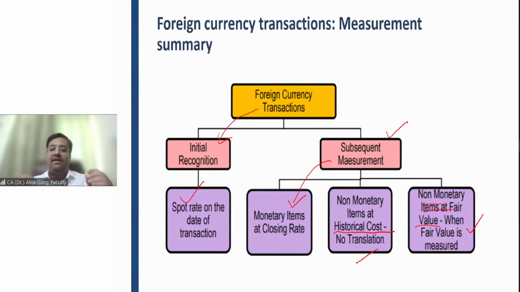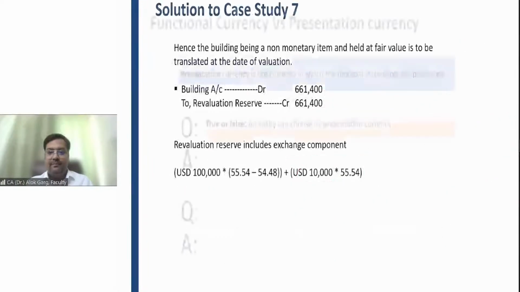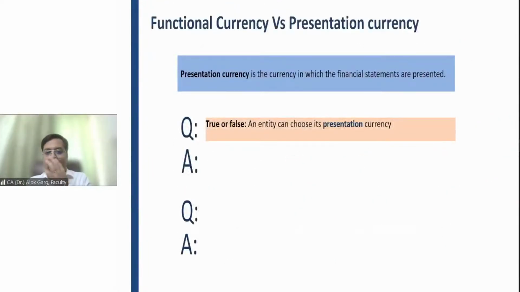In 95% of cases, it will be at historical cost. But if the non-monetary item has been measured at fair value, then you have to restate this non-monetary item at the rate on the date of fair valuation, right? Is that clear? Quickly, we'll discuss some questions.